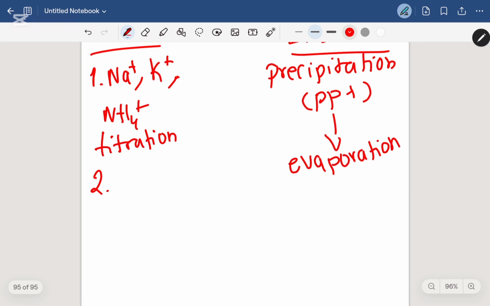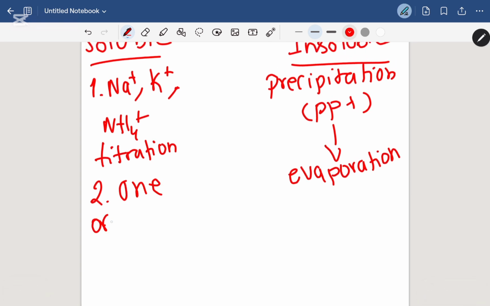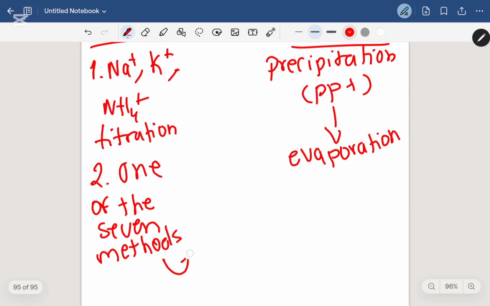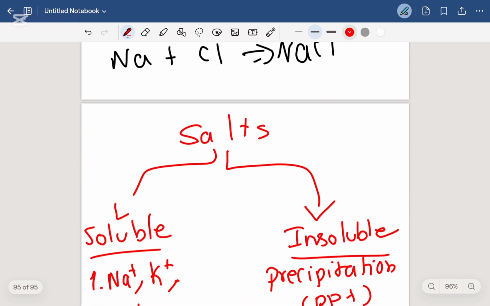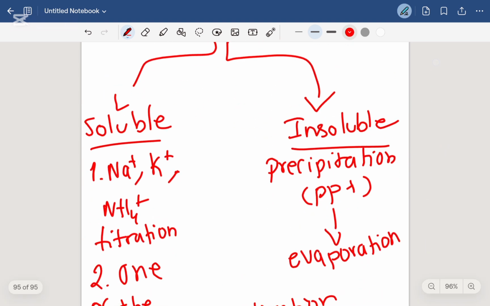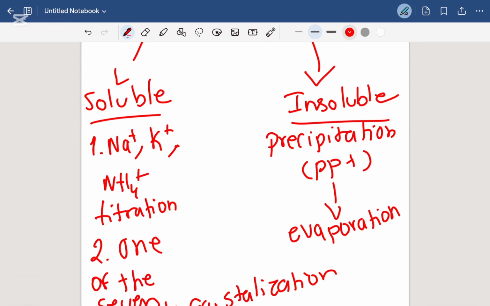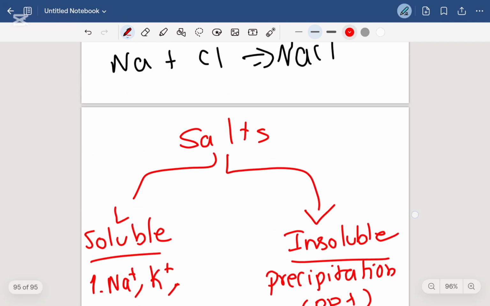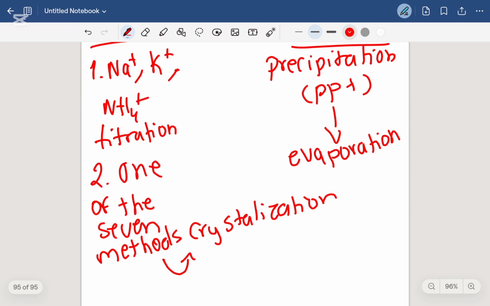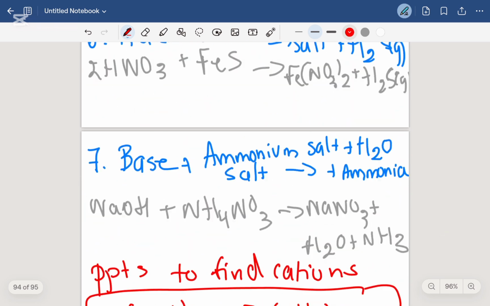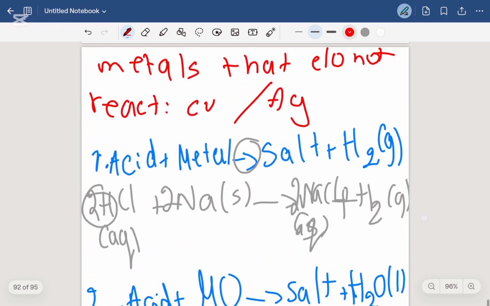So I'll write here: one of the 7 methods. Now, how we usually dry this is by crystallization, because they are soluble. So again, a quick summary: we have two types of salts, soluble and insoluble. Insoluble salts have only one method, precipitation, and then we dry it by evaporation. Soluble salts, if they are Na+, K+, or NH4+, we use titration. If they are not any of these ions, then we use one of the 7 methods mentioned previously.